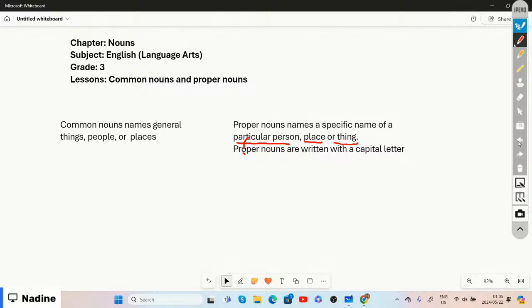All right. And when it comes to proper nouns, we say that proper nouns are written with a capital letter. Common nouns are just general nouns, right? It's not giving the actual name of a person. You can just say she's my sister, he's my brother, cousin, aunt, and so on, right? So those are general things. It is specifying general names of people, places, and things.